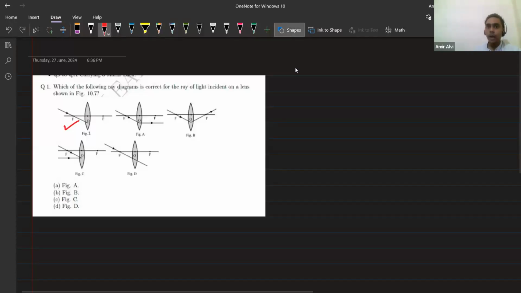When the light ray passes through the optical center like this, then it will go straight without any diversion. The light ray is not passing through the optical center. The light ray should pass only through the optical center, right? Then it can only be possible that the light ray will go without refraction. When the light ray passes through the optical center, Harshit, there will be no refraction at all. Okay?